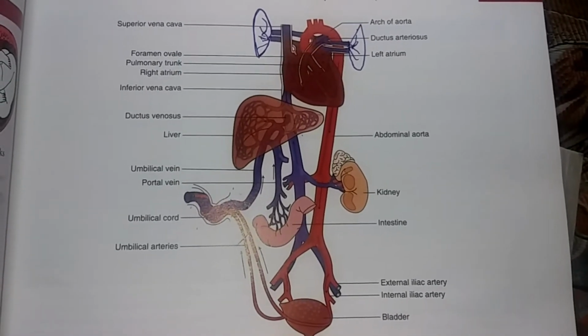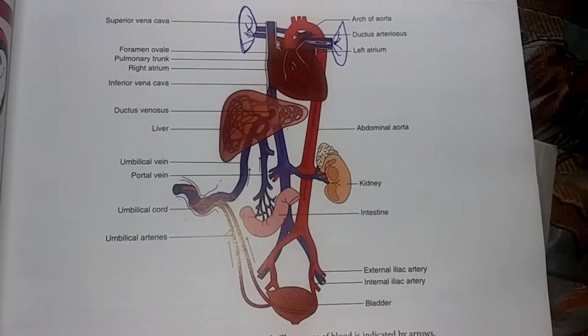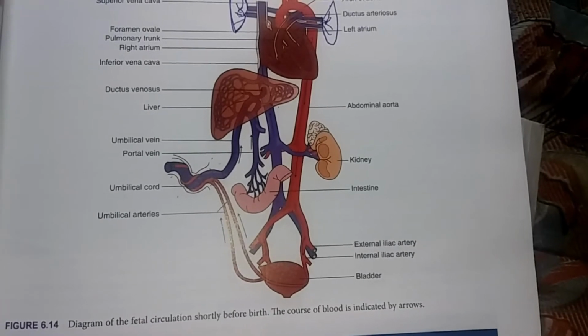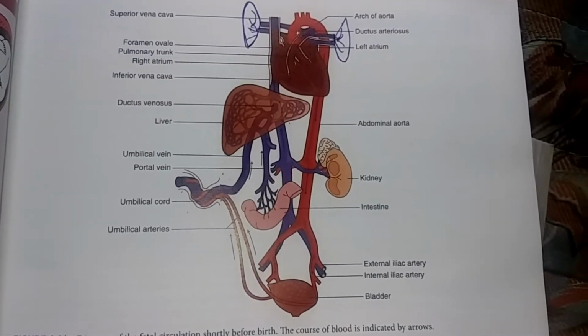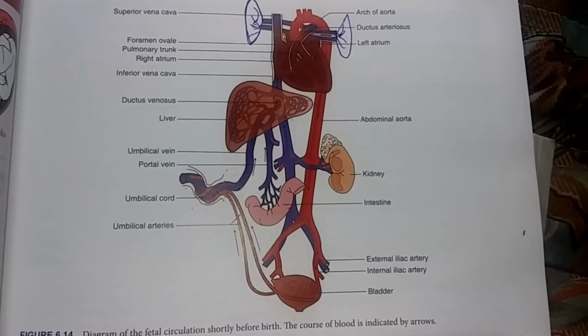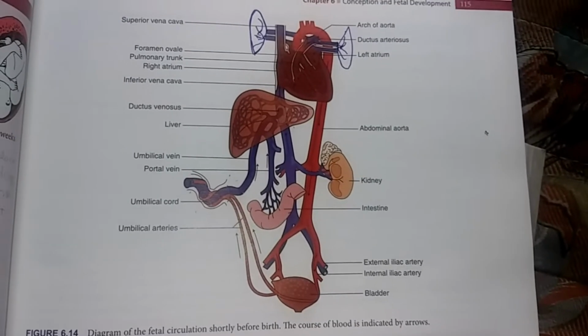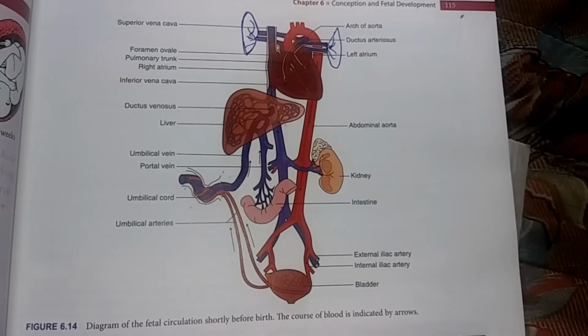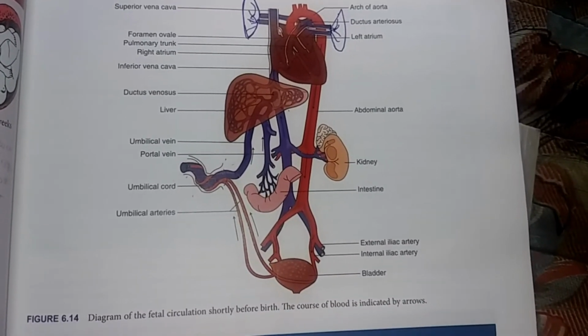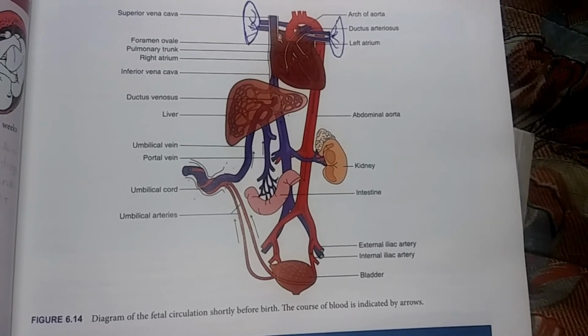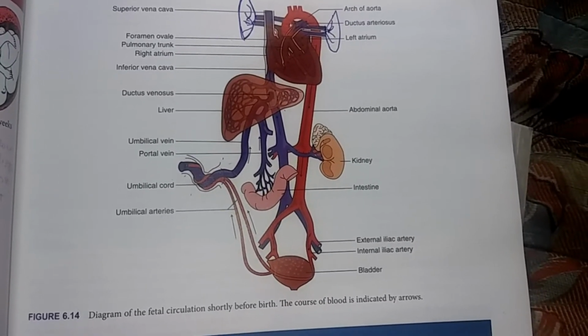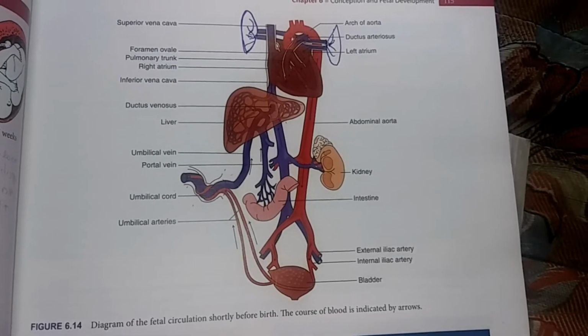Today's topic is fetal circulation. Normally, the oxygenated blood is supplied to the fetus by the umbilicus. The umbilicus contains two umbilical arteries and one umbilical vein. The umbilical artery contains the deoxygenated blood and the umbilical vein contains the oxygenated blood.